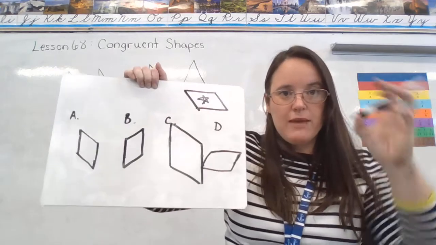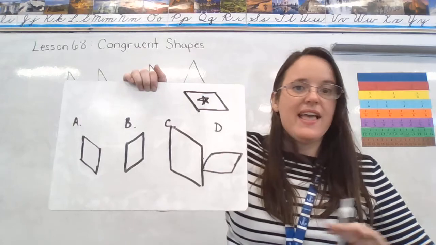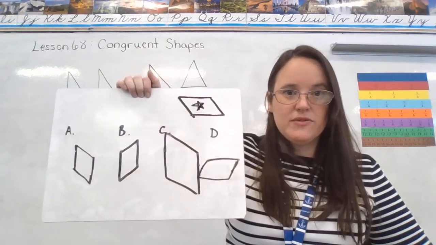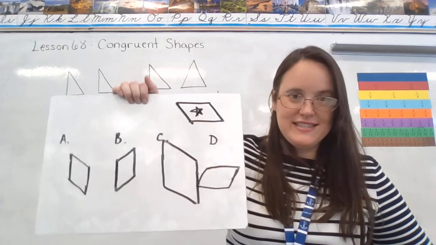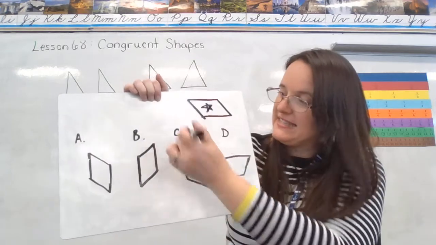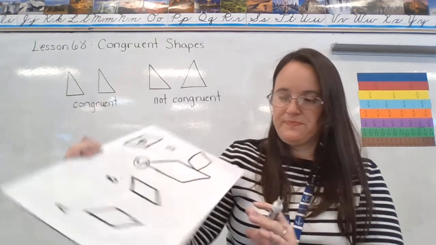The way your shape is set on the page, that's called the orientation, that does not matter in congruency. What matters is, is it the same shape? Is it the same size? So in this case, C is the one that is not congruent.